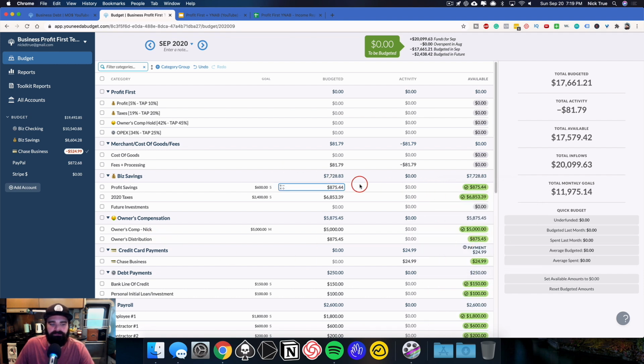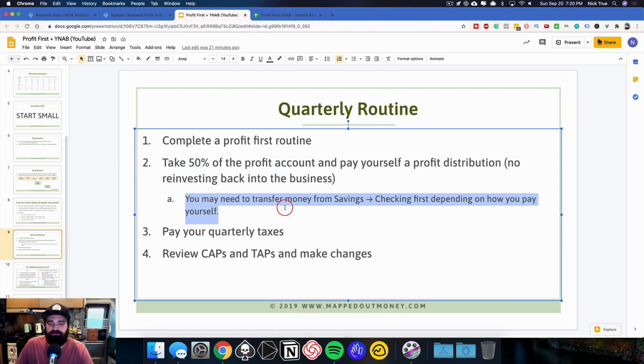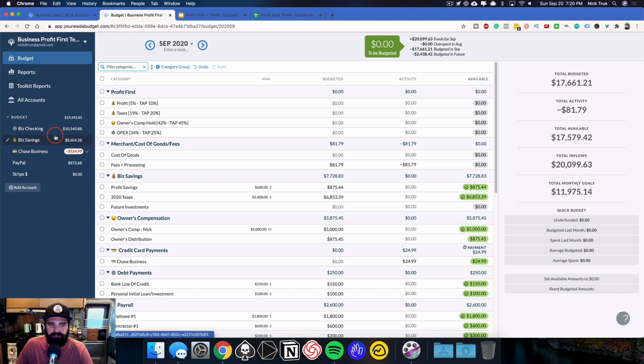So now I have less money in the profit savings, and I have money in owner's distribution, and I'm going to go pay myself a distribution from my business checking. I'm going to run payroll again and pay myself an extra distribution for my profit bonus. Now, you may need to transfer money from savings to checking physically in real life in order to make that payment. You'll just have to see based on your balances.